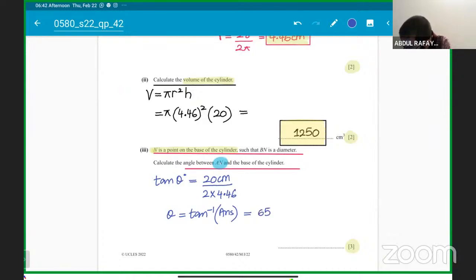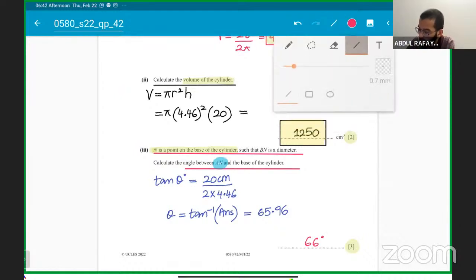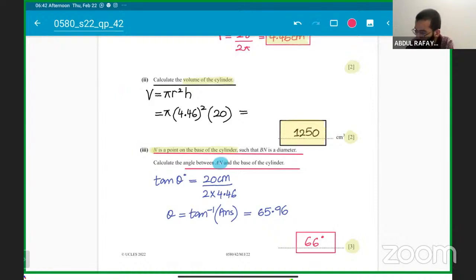So it's coming 65.96. Rounding off, everyone knows it will become 66 degrees. Everyone got it? 66 degrees will be the answer for the first part, for 3 marks.